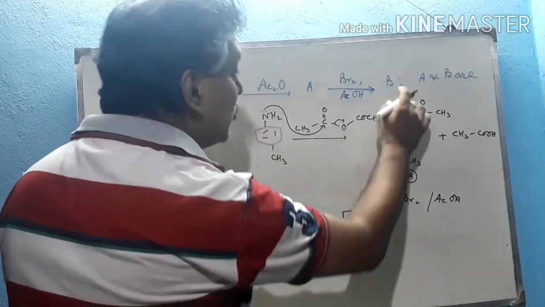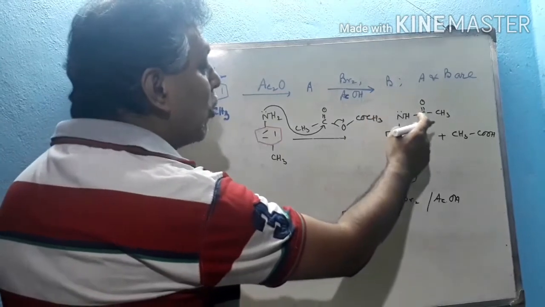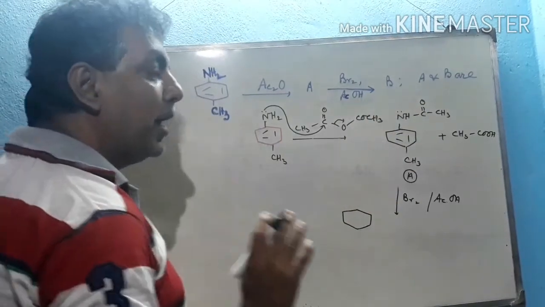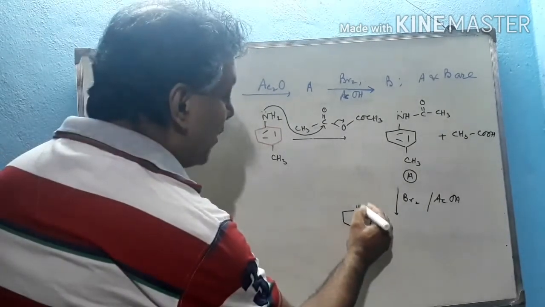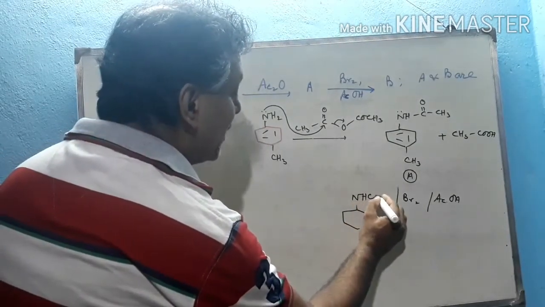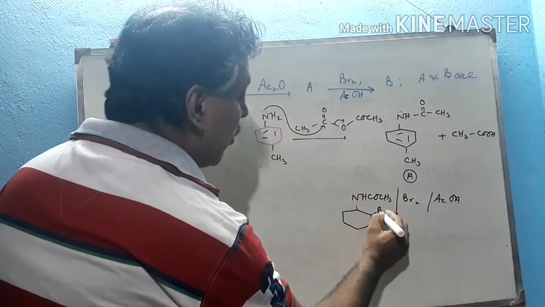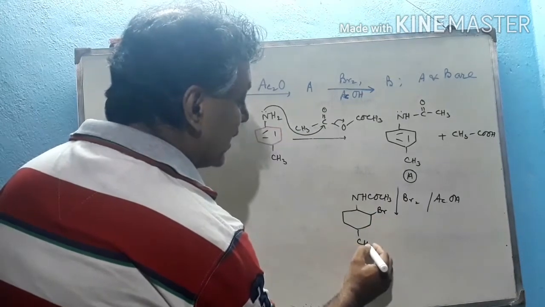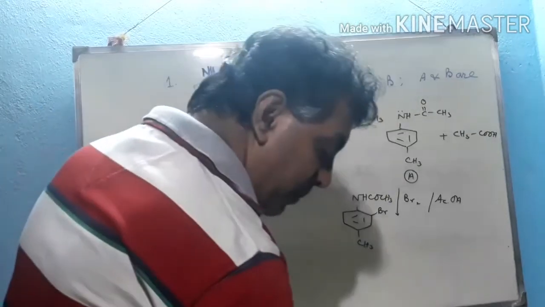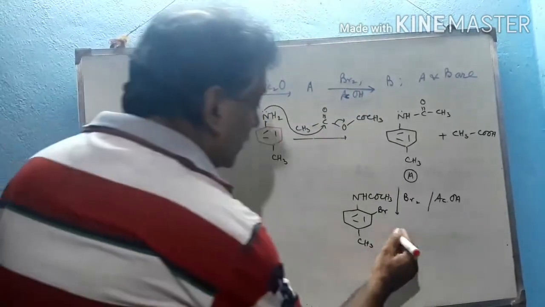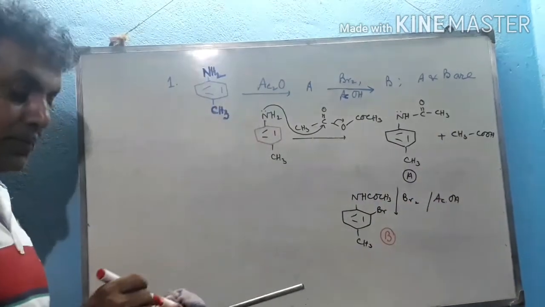NHCOCH3 is ortho-para directing towards an electrophile. So with respect to this group, either the ortho or para position will be occupied by Br. The para position is already occupied by the CH3 group, so Br must come at the ortho position. So this will be NHCOCH3 with Br at the ortho position and the CH3 group here, and this is the second compound B. Thus we can identify which one is A and which one is B.